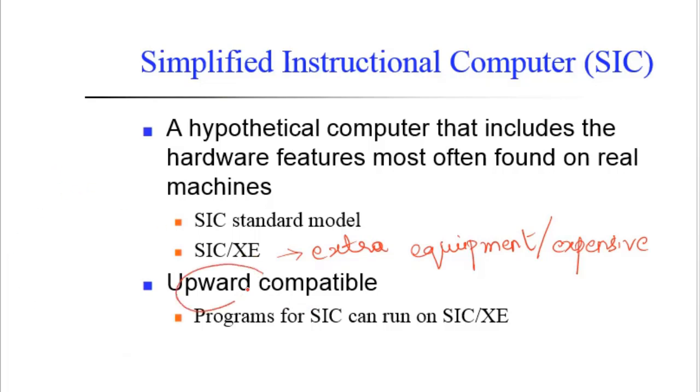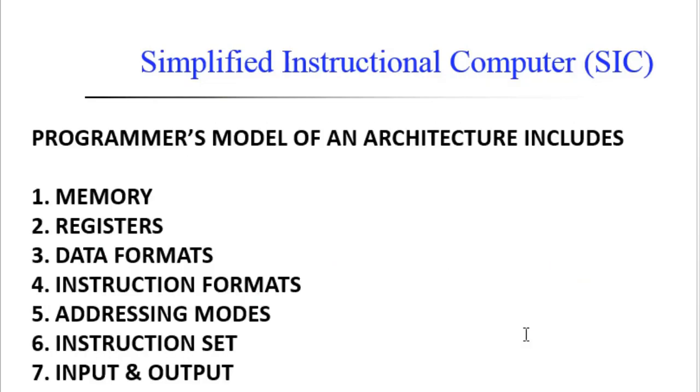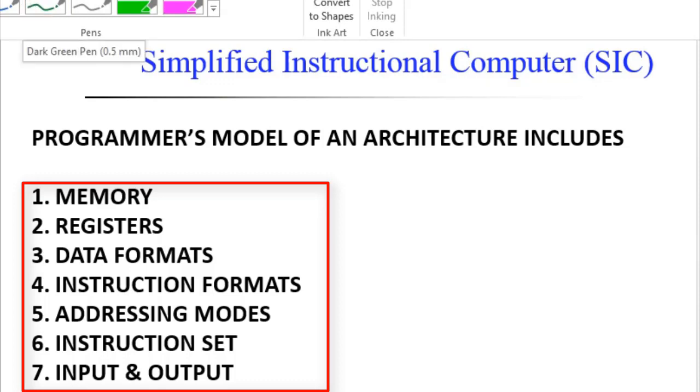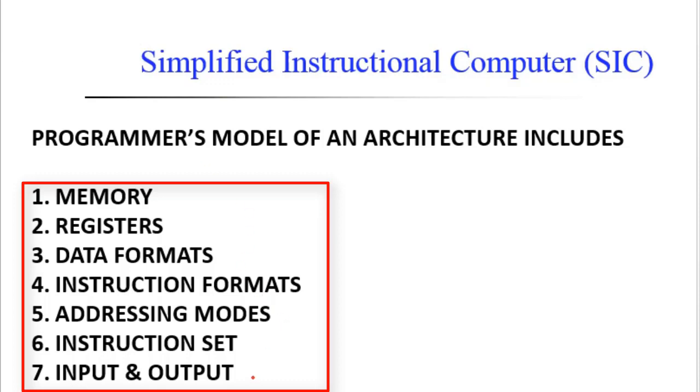What do you mean by upward compatible? The object program written for SIC runs well in the SIC XE machine as well, perfectly fine with no modification at all. Now, the programmer's model of any architecture requires careful detailing of the following features: memory, registers, data formats, instruction formats, addressing modes, instruction set, input and output.